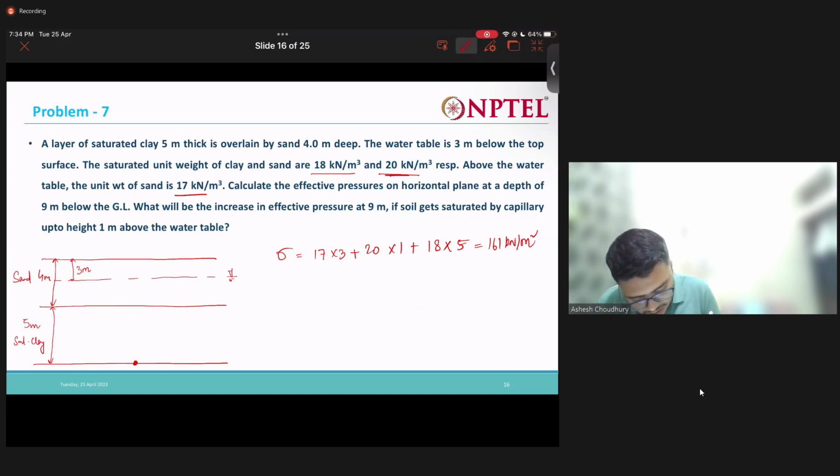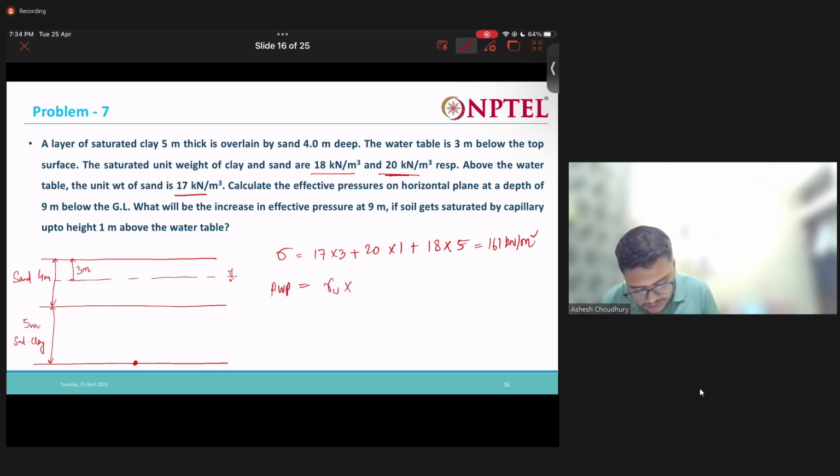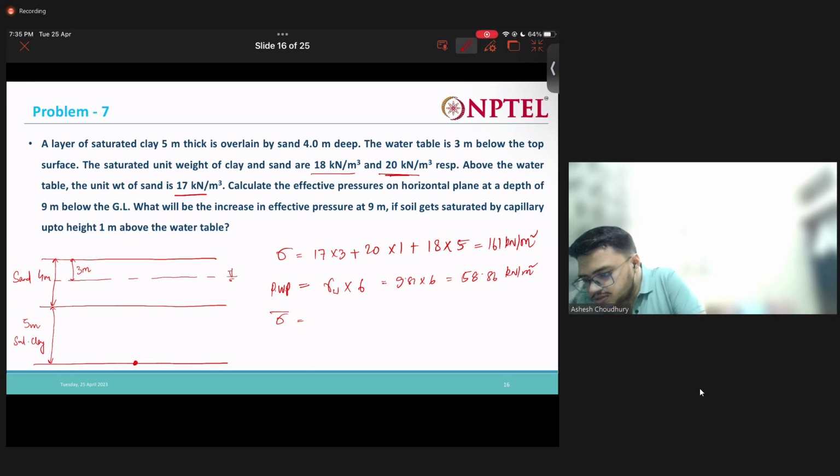Now what is the pore water pressure? It will be gamma w into how much? 6. That is 58.86. So we have the effective stress as total stress minus pore water pressure, so minus 58.86, which gives 102.14.